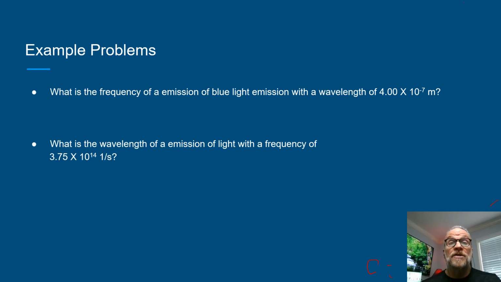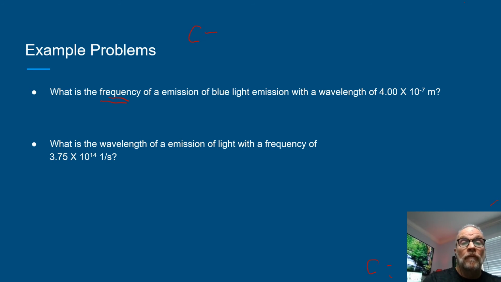We are going to work some problems with our formulas. In this first one, it says, what is the frequency and emission of blue light with a wavelength of 4 times 10 to the negative 7 meters? So we're going to solve for frequency.